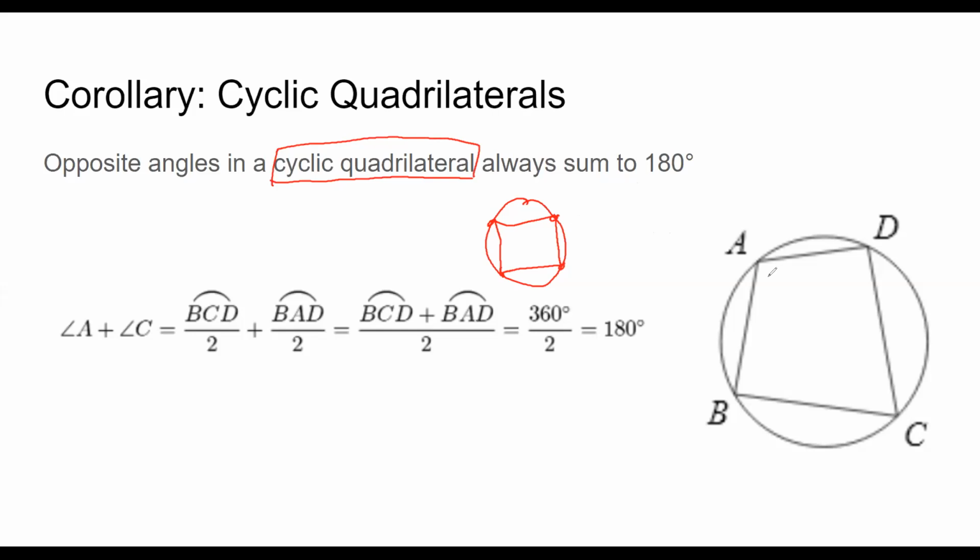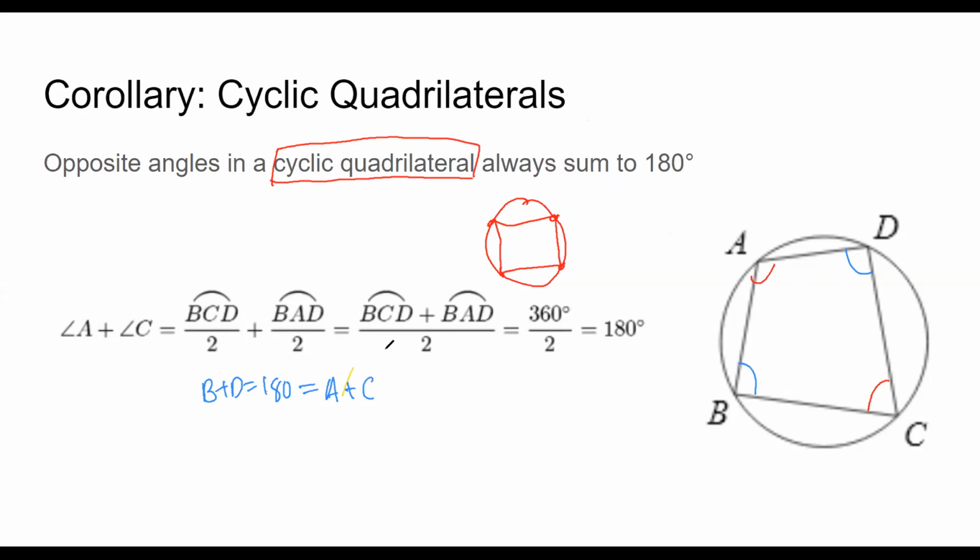So what they're saying is that opposite angles, like A and C here, or D and B here, must add up to 180 degrees. B plus D equals 180, which is the same as A plus C.